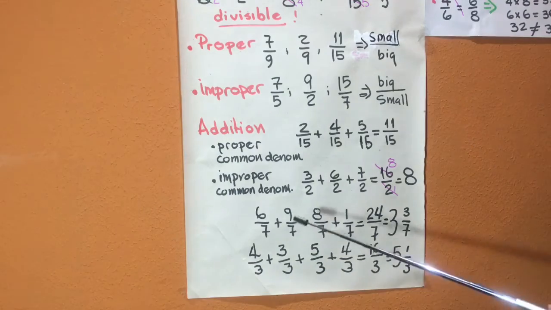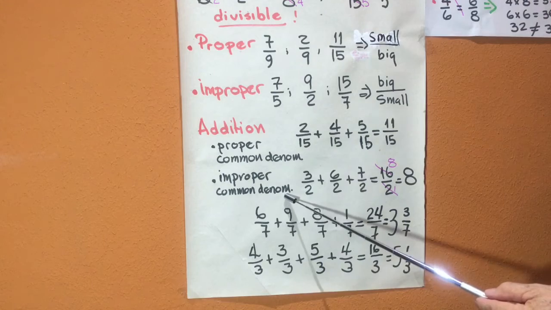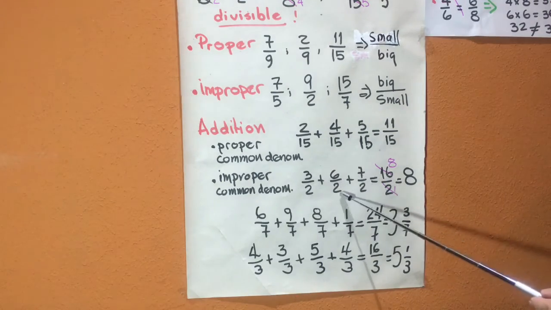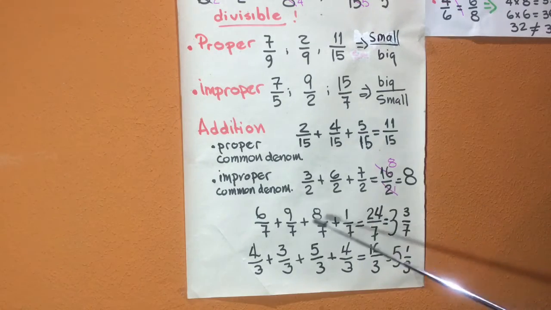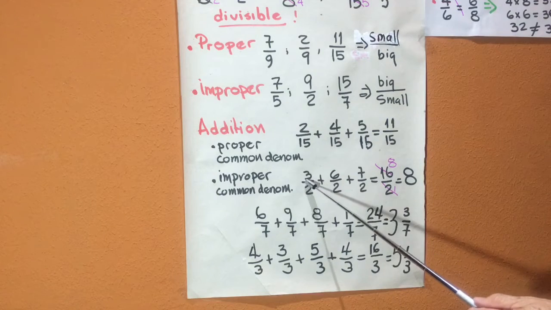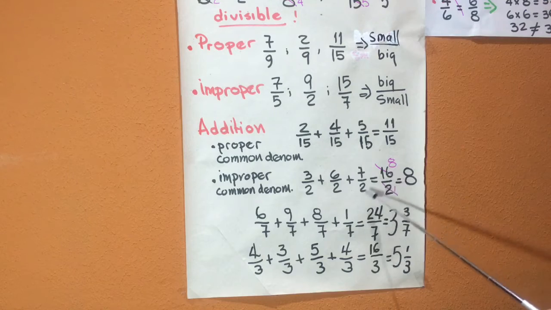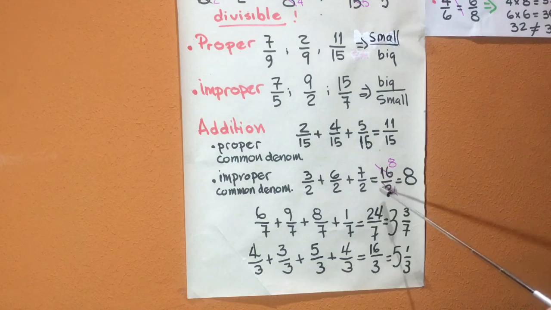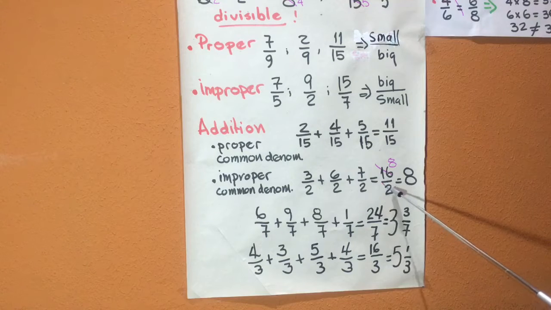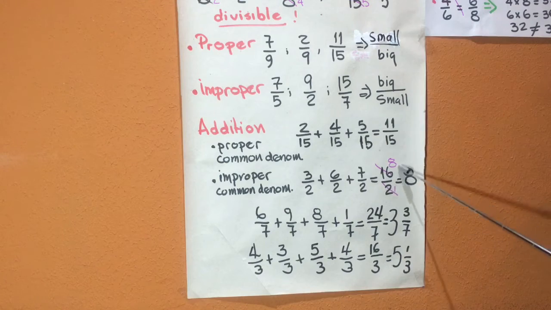But what happens when they are improper fractions, but they have a common denominator? Well, 3 halves is improper, 6 halves is improper, 7 halves is improper also. As you can see, the denominator is the same. So I add them. 3 plus 6 makes 9, 9 plus 7 is 16. Well, 16 and 2 are divisible, so I can reduce the terms. Half of 2 is 1, and half of 16 is 8. So my final answer is 8.